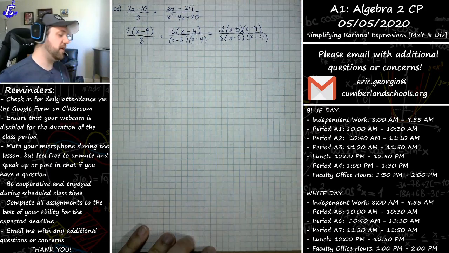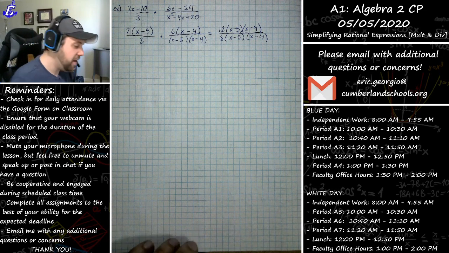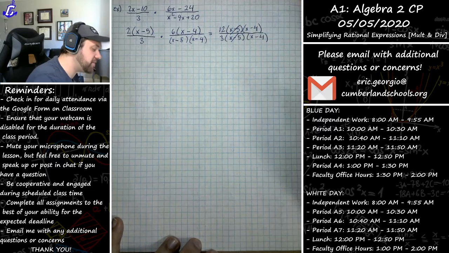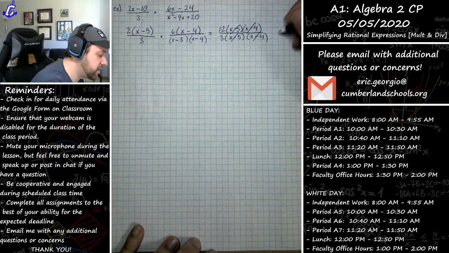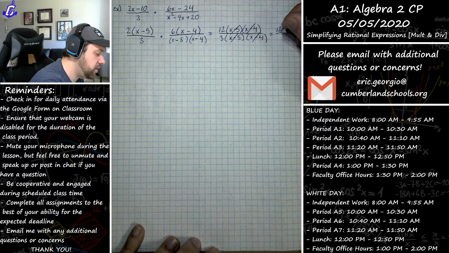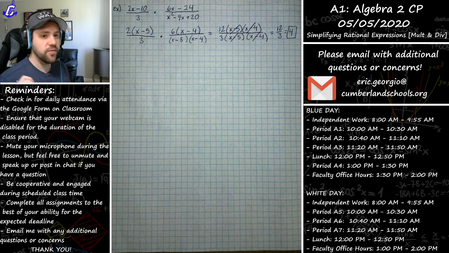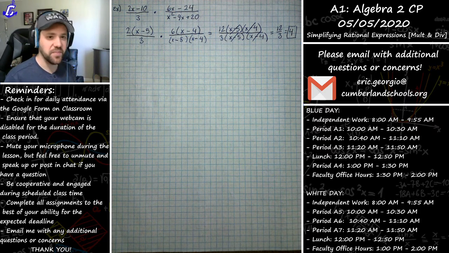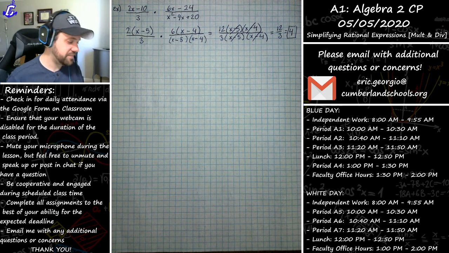And then hopefully you're looking at that and you're like, wow! What a happy day. We got x minus 5 in the numerator, x minus 5 in the denominator goes away. X minus 4 in the numerator, x minus 4 in the denominator goes away. I'm left with 12 over 3, which is 4. So that whole big, scary, complicated expression simplifies down to 4. It's pretty cool. Come on, that's got to be at least a little cool.